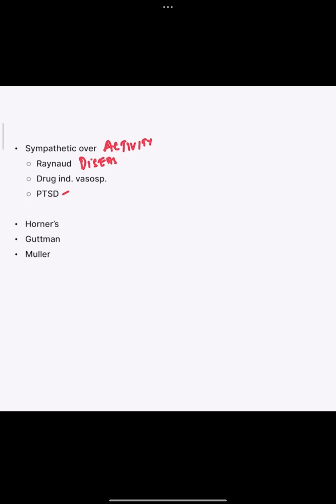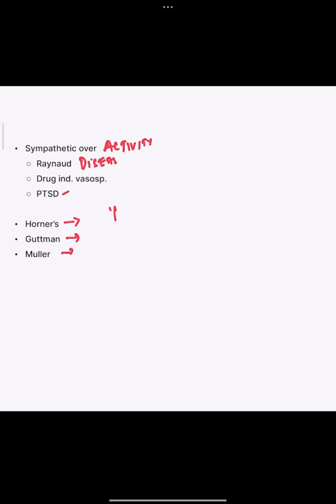Remember, the stellate ganglion is located where? It is located near the C6 vertebra. Anterior to the C6 vertebra, you will find Chassaignac's tubercle. There you will feel the stellate ganglion. Once the stellate ganglion is blocked with the help of local anesthetic, what are the successful signs that you see in the patient? You will see Horner's syndrome, Guttmann's sign, and Müller's sign.